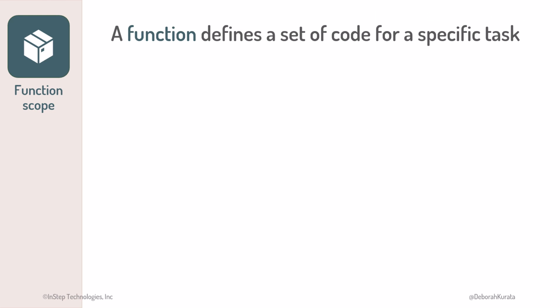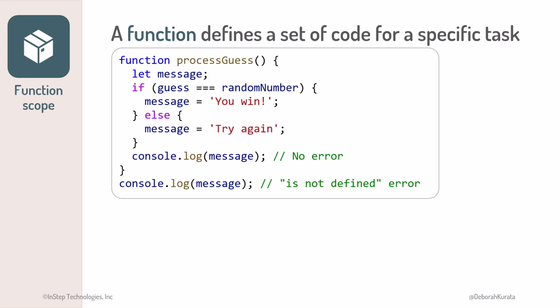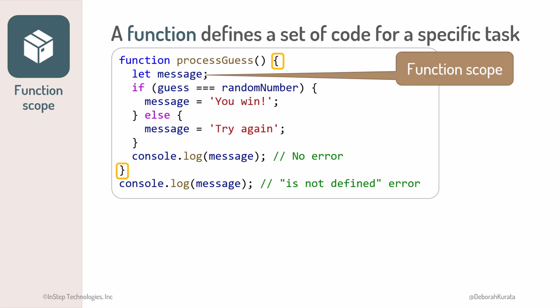A function defines a set of code for a specific task. The body of the function contains one or more statements to achieve that task. Here we have a processGuess function that checks the user's guess. Variables we declare within a function, outside of any other blocks, have function scope. The variable is local to that function and only accessible within that function. In this example, the message is declared with function scope, so we can access it within the function. This includes any statement blocks within that function, but not outside of the function.